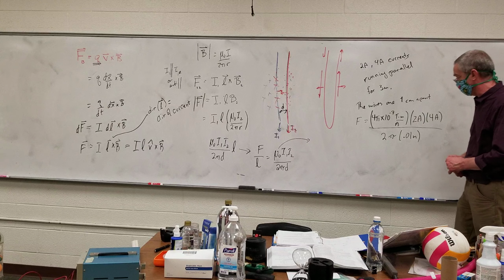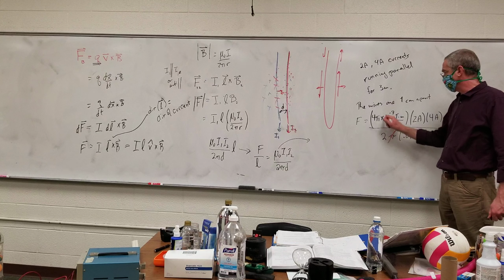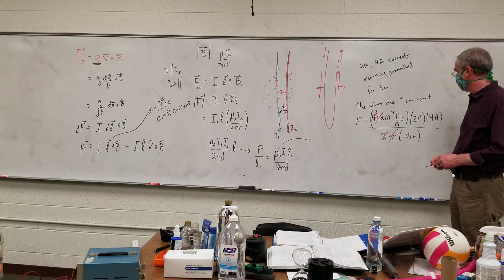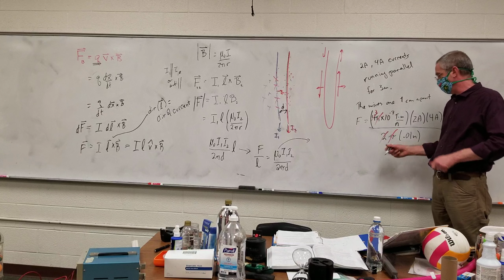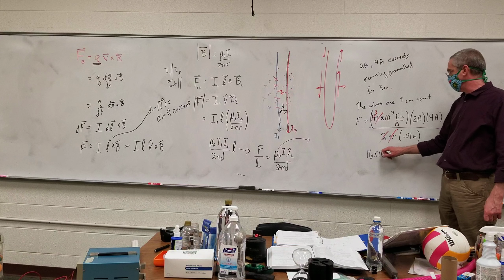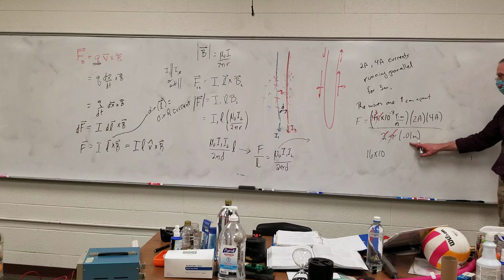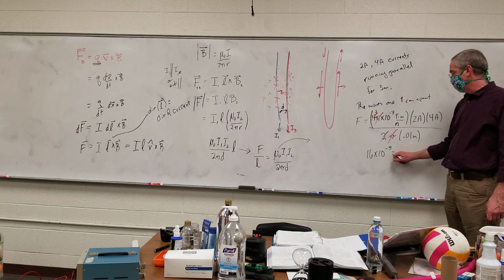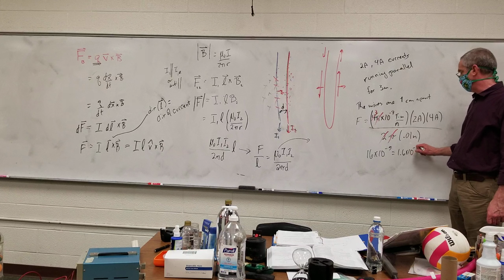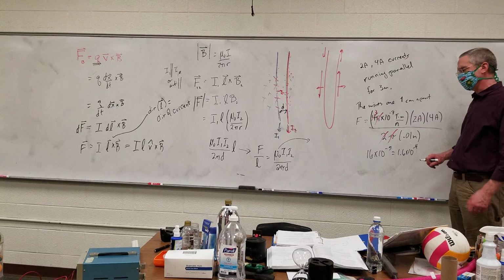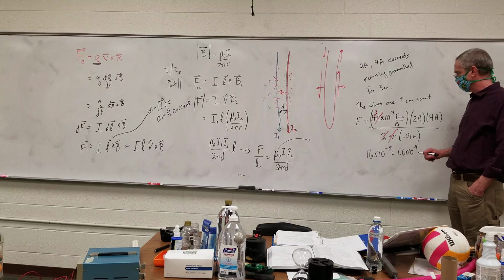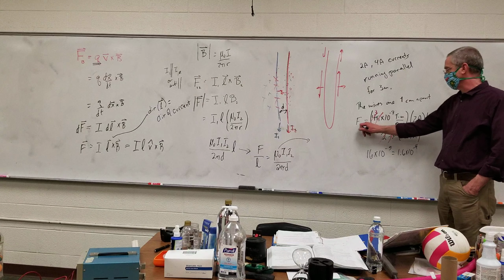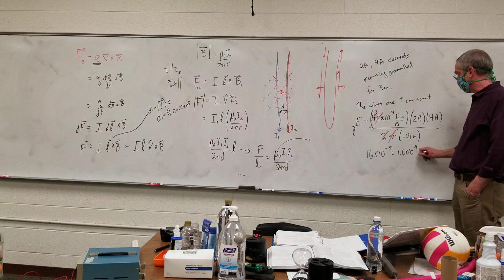Well, conveniently, we have some stuff that cancels out. Pi goes away, 2 goes into that twice. So I'm left with 2 times 2 times 4, which is 16. Times 10 to the negative 7, but we're dividing by 0.01, so that becomes 10 to the negative 5th. Or 1.6 times 10 to the negative 4th, sorry, negative 4th. Units? F over L, newtons per meter.